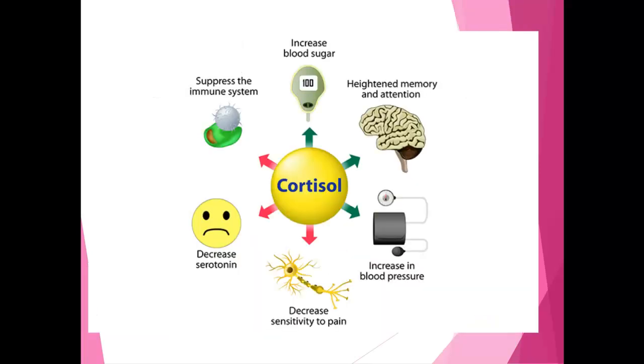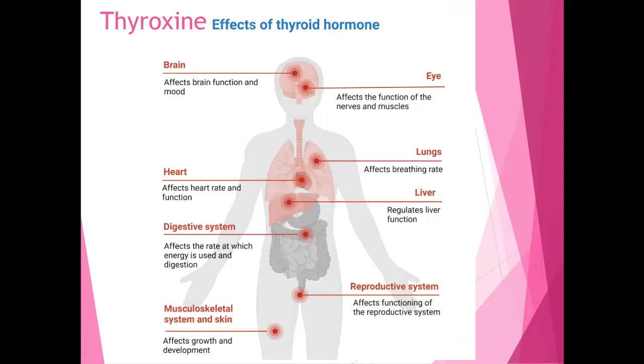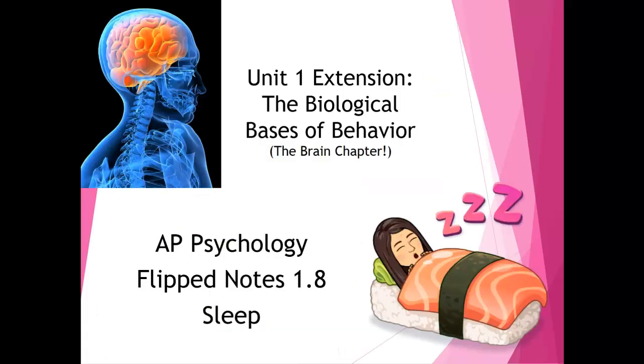They're the opposite. All right, cortisol, that's the stress hormone. Cortisol, it's good to have because it helps with fight or flight, but if you have it too long, it's suppressing your immune system, decreases serotonin, can cause a lot of other problems. Thyroxine is the thyroid hormone.